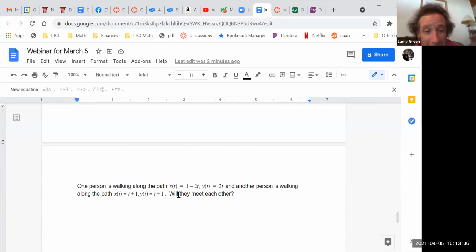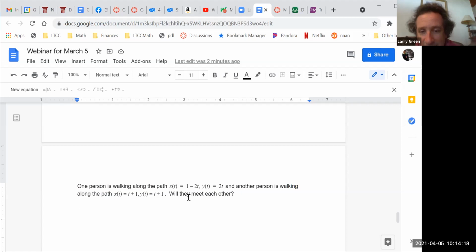What if one person is walking along the path x of t equals 1 minus 2t, y of t equals 2t, and another person is walking along the path x of t equals t plus 1, y of t equals t plus 1? Okay, notice that the first one is y equals 1 minus x, and the second is y equals x. Can you see that? Notice the second one, t plus 1 is both x and y, so y equals x. Now we can ask, do they meet each other? Now we can actually define the question. Otherwise, you can't even answer the question.